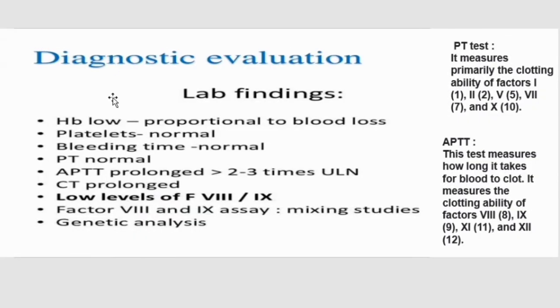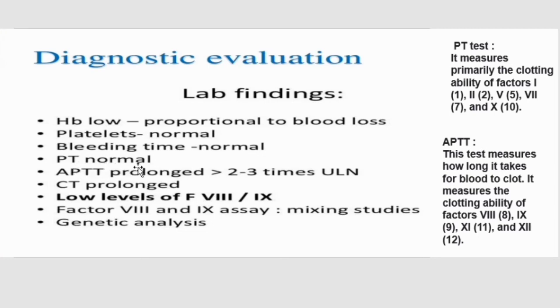So diagnostic evaluation, how we can diagnose or evaluate hemophilia. From lab findings we can diagnose hemophilia. In the blood test there will be low Hb level, because there is bleeding. So due to bleeding there will be low Hb level, but the platelet level will be normal, because this disease is not related with platelets. And bleeding time will also be normal.